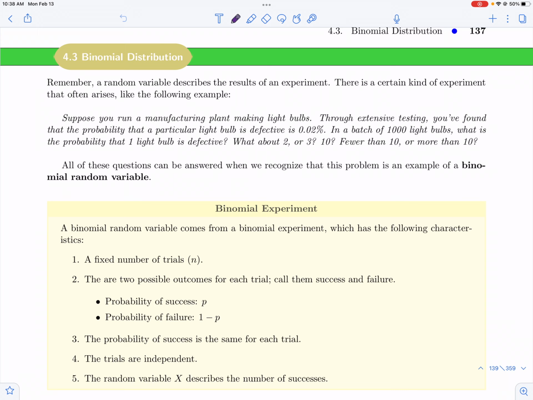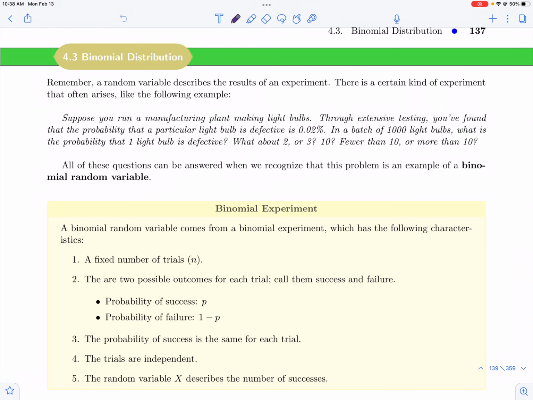So for our last section for chapter 4, we're going to be looking at binomial distributions. These are distributions that have either a yes or no or some kind of positive or negative thing that's going on.